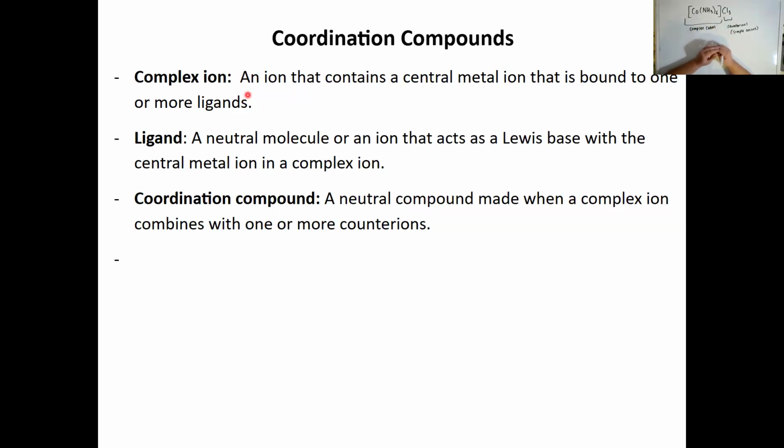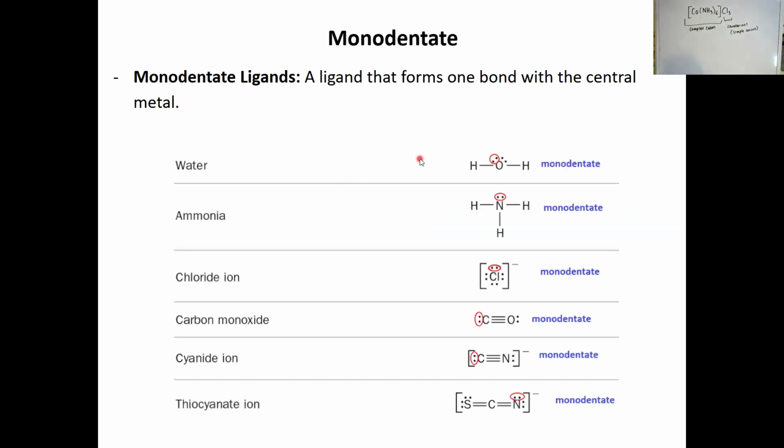When we call something a coordination compound, we're talking about the overall neutral compound that gets made when a complex ion combines with another counter ion, whether it's a simple counter ion or a complex counter ion. But the coordination compound should be neutral. Complex ions will have a charge, but coordination compounds are going to be neutral, like all compounds are neutral.